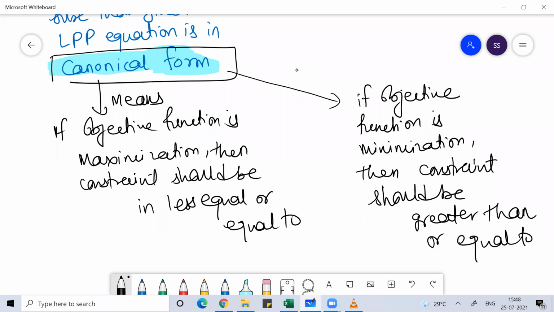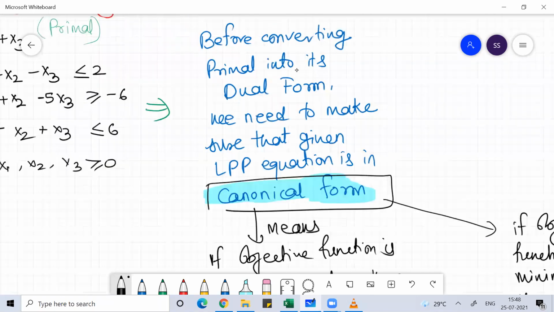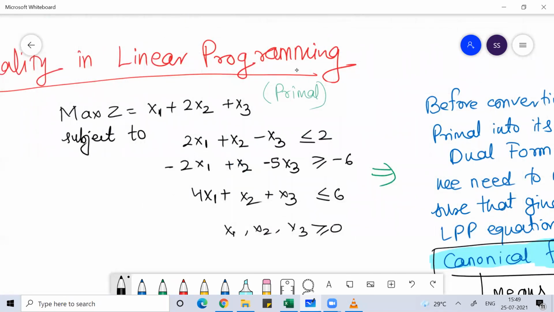So you understand this means canonical form. Canonical form basically means that if your objective function is maximization, then your constraints should be less than or equal to, while if your objective function is minimization, then your constraints should be greater than or equal to. This is the meaning of the word canonical form.